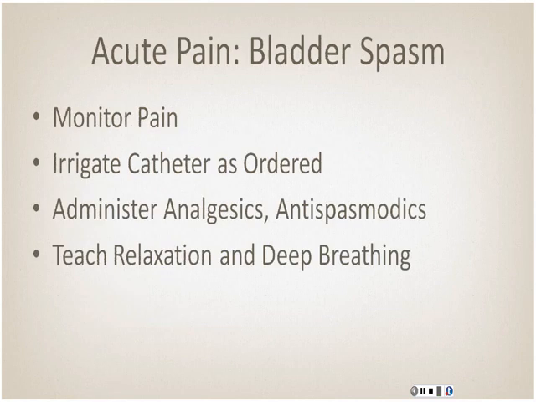Another nursing diagnosis would be acute pain from bladder spasms. So we want to monitor for pain and irrigate the bladder as ordered, and this is to prevent clots and chips from clogging the catheter, which can cause, again, more pain if they're unable to empty the bladder. We're going to administer analgesics and antispasmodics for pain management, and then we want to teach relaxation and deep breathing as well, as non-pharmacological ways to reduce pain.